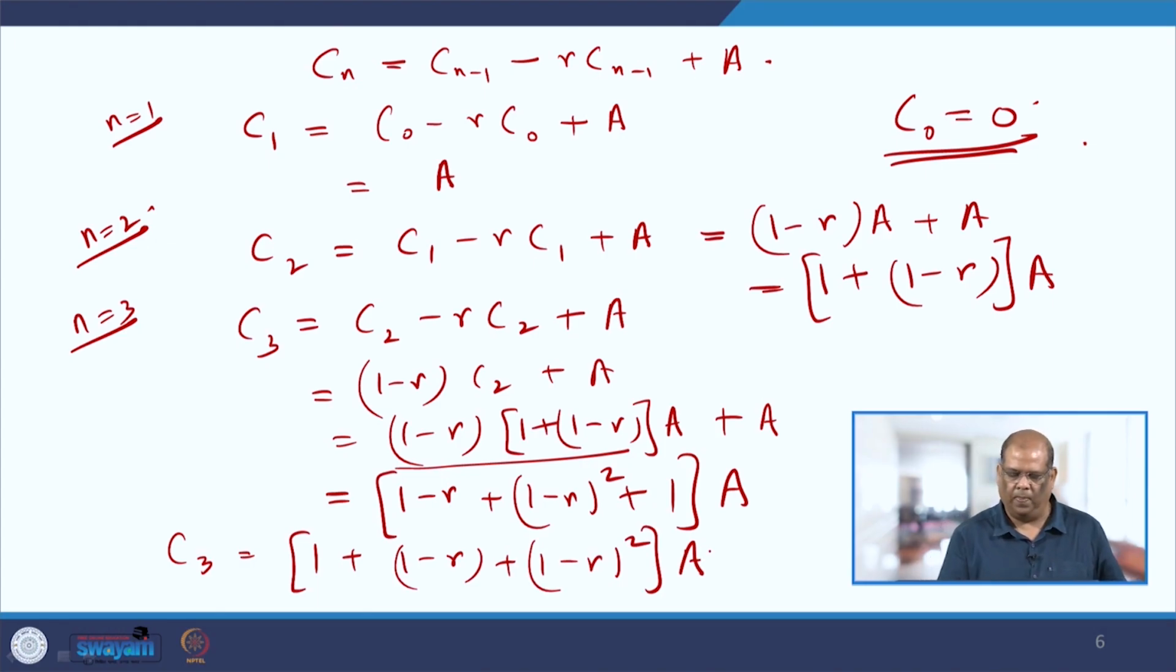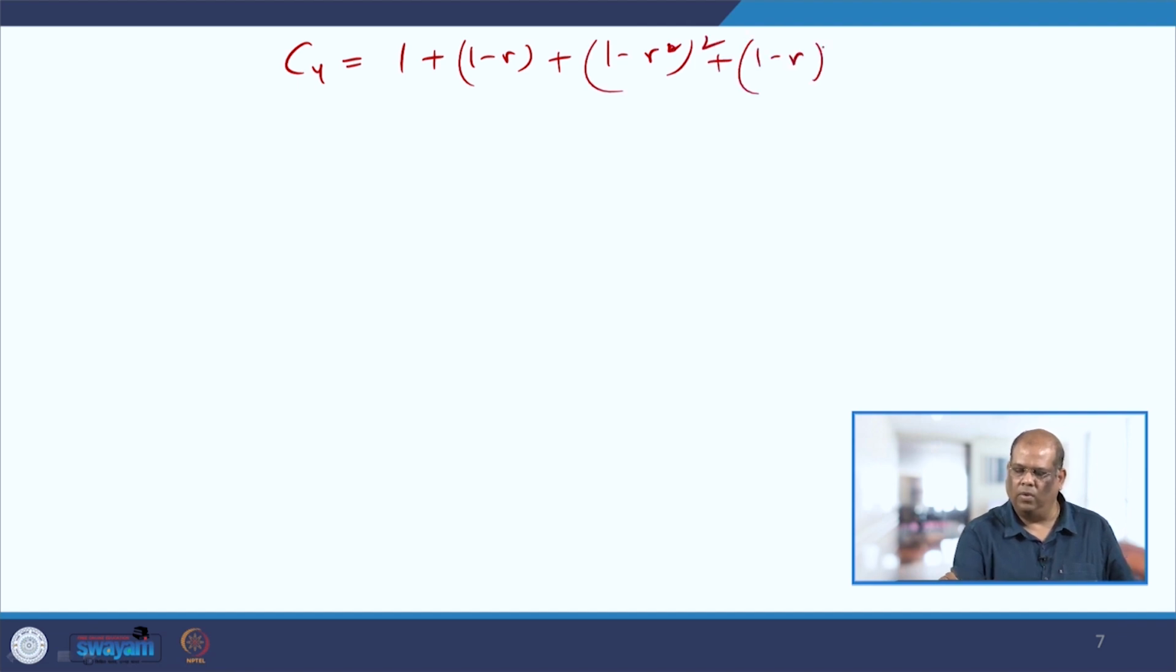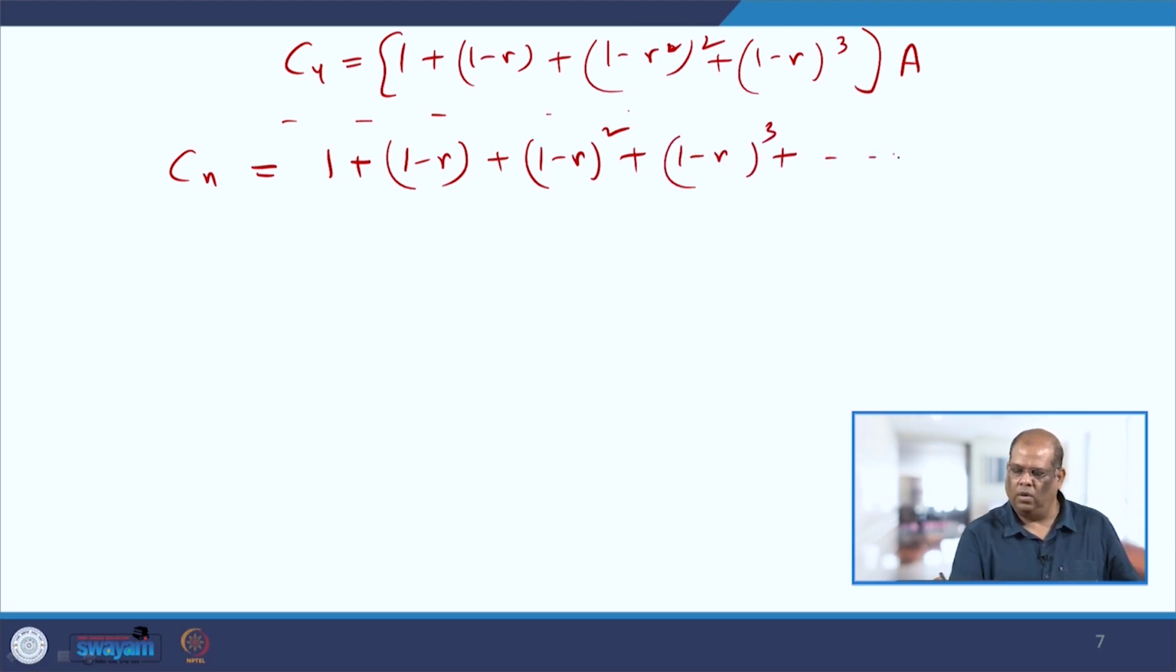Now, if you look at the result, I have C1 equal to A, C2 equal to 1 plus 1 minus R into A, C3 as 1 plus 1 minus R plus 1 minus R whole square into A. Similarly, I can write C4 is equal to 1 plus 1 minus R plus 1 minus R square plus 1 minus R cube, whole multiplied by A, and as we proceed I can write Cn is equal to 1 plus 1 minus R plus 1 minus R square plus 1 minus R cube, up to 1 minus R to the power n minus 1, whole multiplied by A.